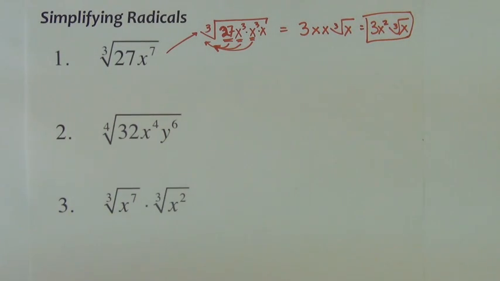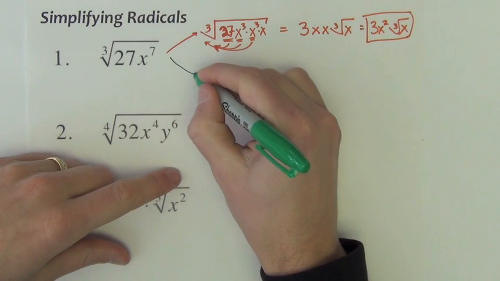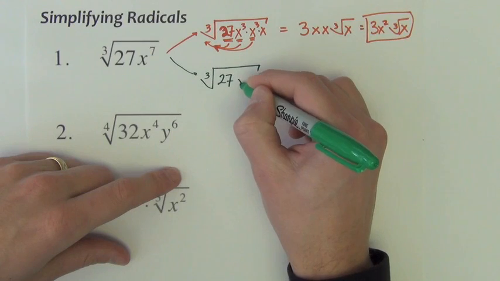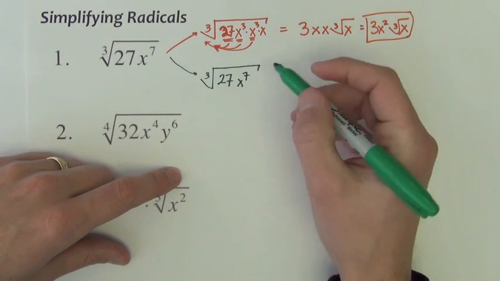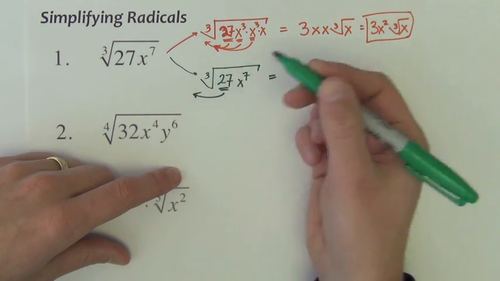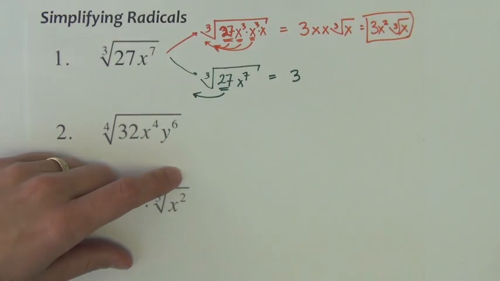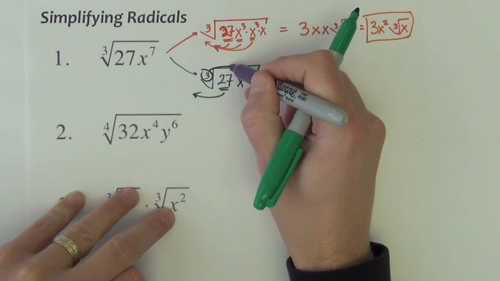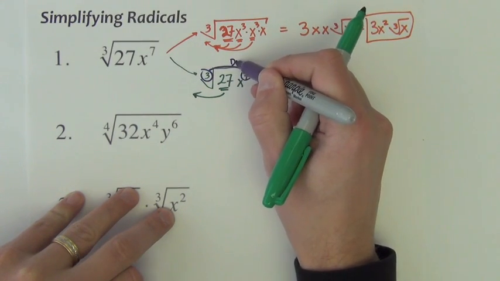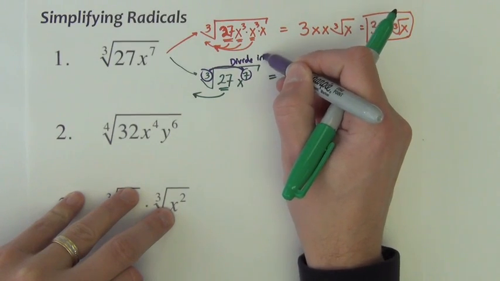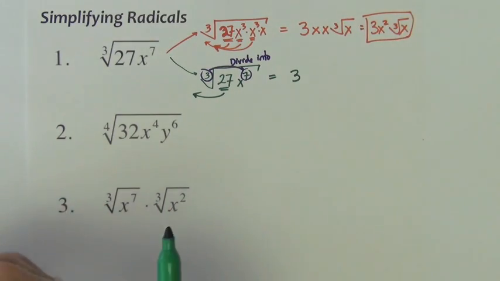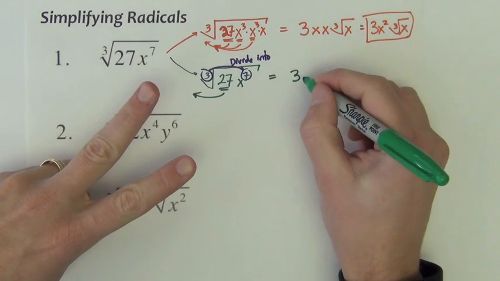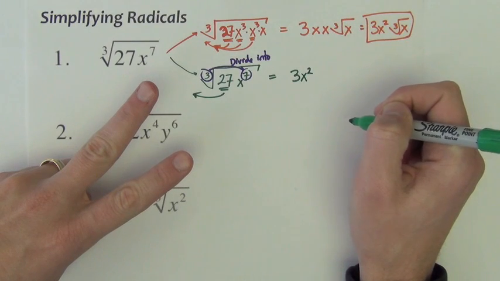The other way to do it, which I'll show, is, well, first of all, the 27, it comes out the same. And then here's kind of how I cheated or speeded up. I just simply take the 3 and divide into the 7. Okay. How many times does 3 go into 7? The answer is 2. So I take 2 x's out.